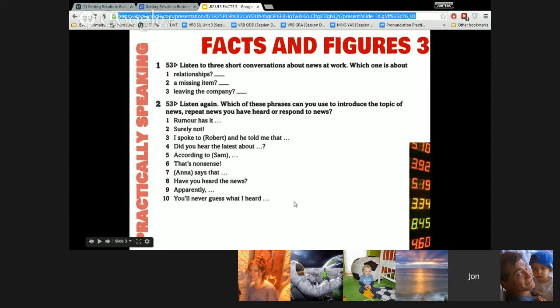We're going to divide this into three groups. The first group is introducing news. You have to tell me which of these you think could be used or was used. The next is repeating news. And the last is responding to news. I'll give you a little hint though. You only need 2 answers for responding to news, but you need a lot of answers for repeating the news.